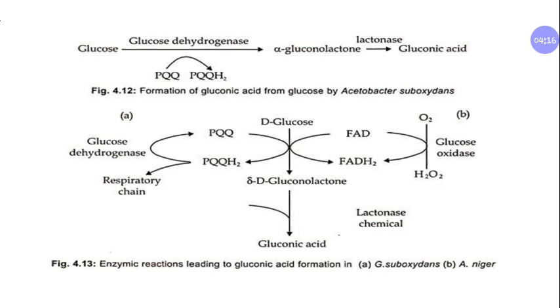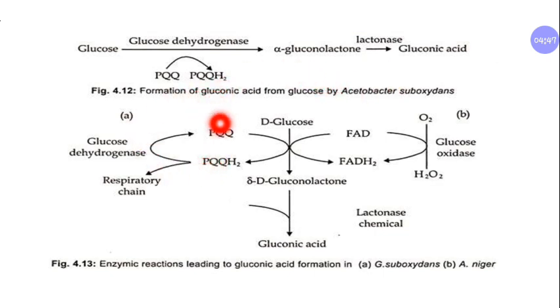So this is the diagrammatic representation of what we discussed earlier, and here we can see glucose is converted to alpha gluconolactone and then finally to gluconic acid, in the presence of glucose dehydrogenase, and here catalyzed by lactonase. So this is the formation of gluconic acid from glucose by Acetobacter suboxidans.